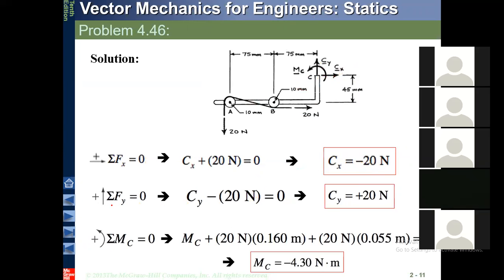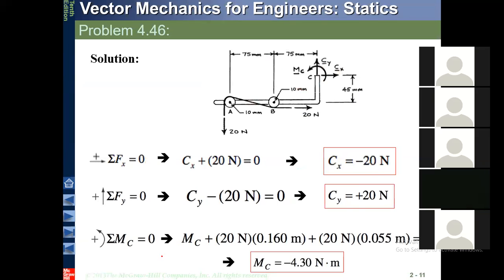And you have sigma F of y. Again, you just have a 20 force downward, so it is negative, and Cy minus 20 would be equal to 0. So Cy is 20 Newton, positive.